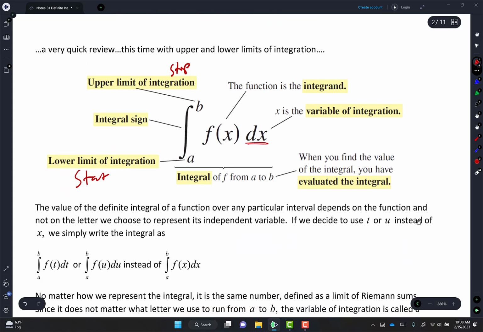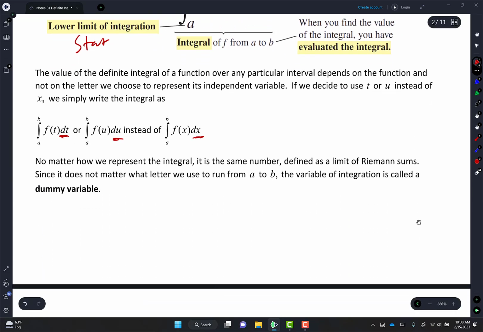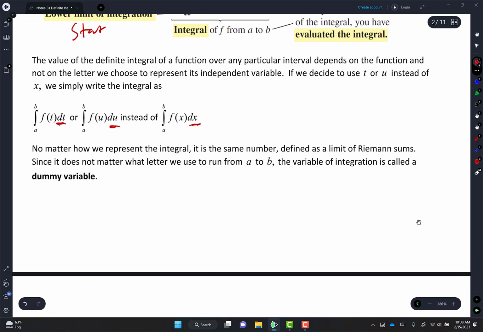This is actually called the dummy variable. It can be whatever. It doesn't have to be dx. It can be any letter. It's not going to change the value of your integral. It can be f of x, f of u, f of l, whatever. It doesn't matter what you call the x-axis. It can be anything. Are we okay?